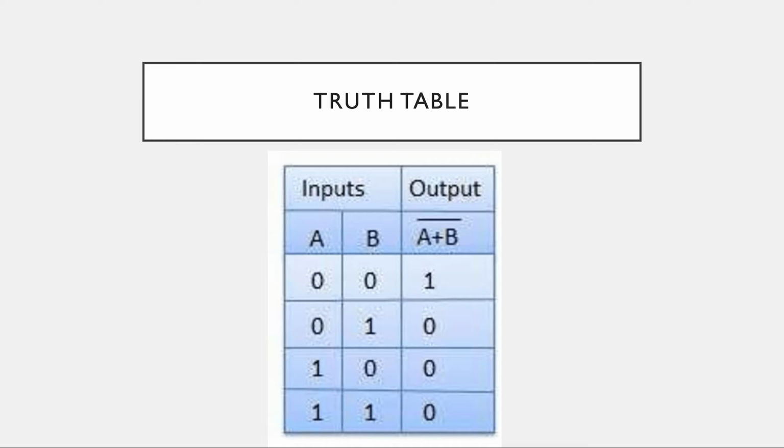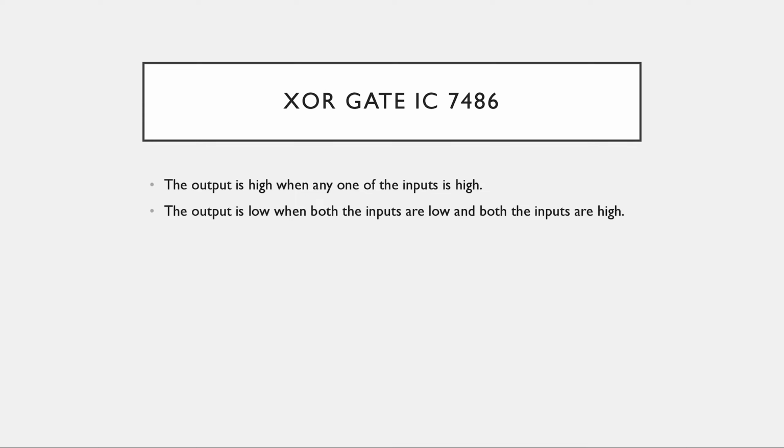Now the truth table. By seeing the truth table, you can see that when both the inputs are 0, the output will be 1, and the others will have the output as 0. Now we are going to see about the exclusive gates, exclusive OR and exclusive NOR.